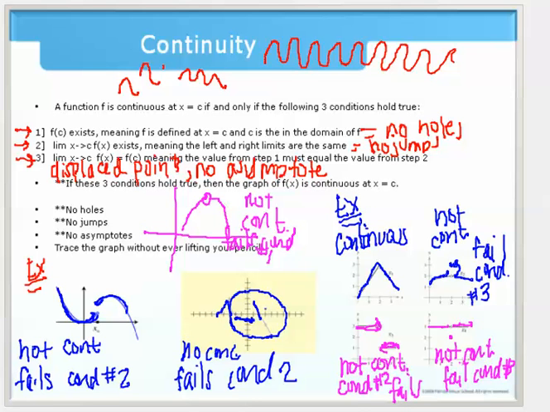So hopefully this gives you a better understanding of continuous and not continuous functions, and how to identify which condition they fail. Hopefully this gives you a good overview of the concepts learned in Chapter 12.